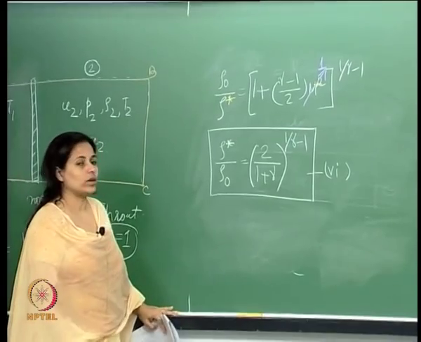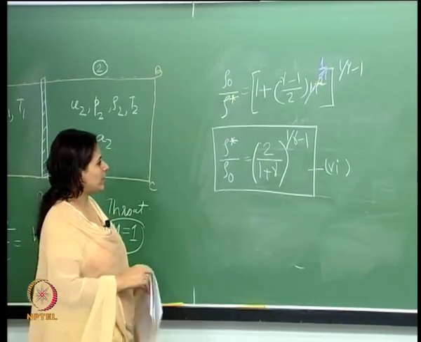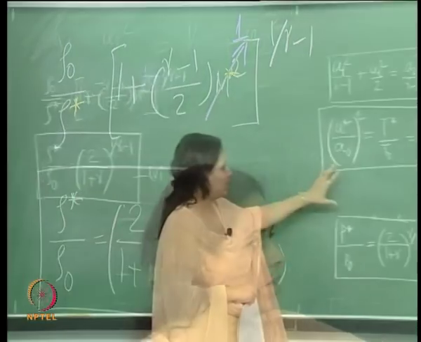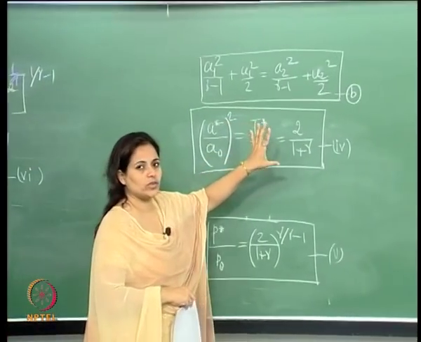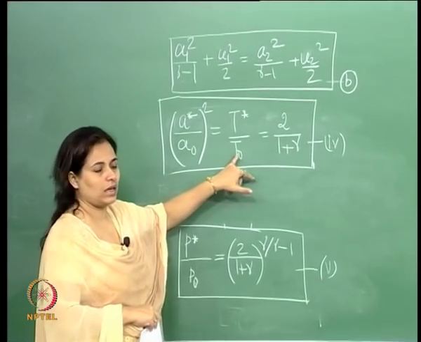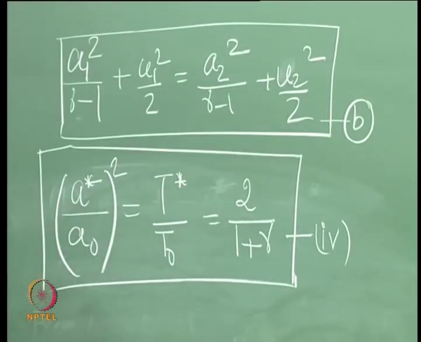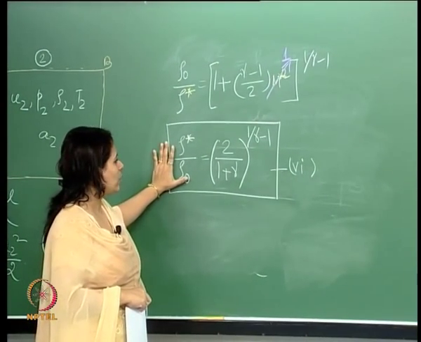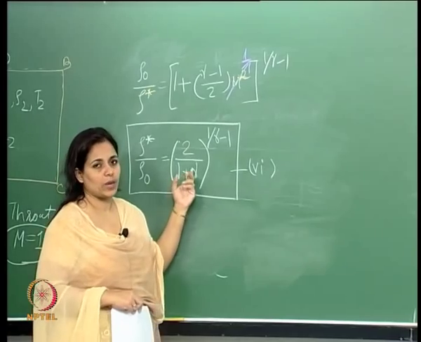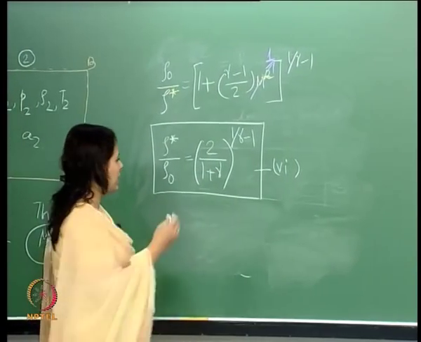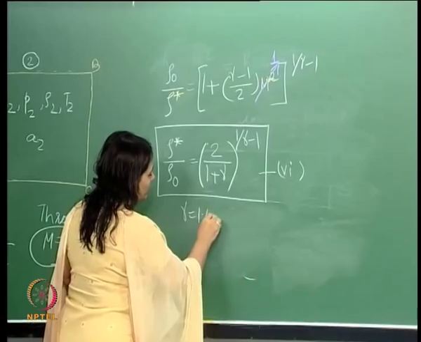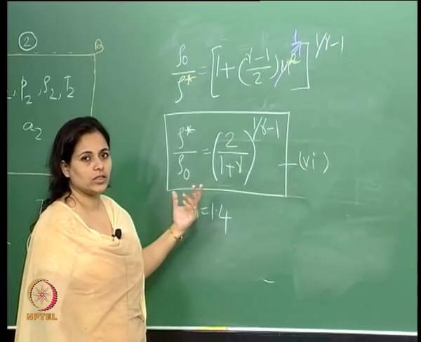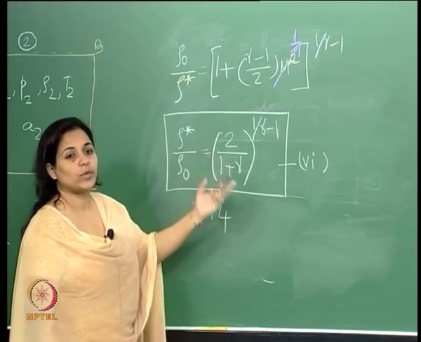Right. So what is interesting here is that we got a relationship for the temperature between the throat and the reservoir, and for the pressure and the density. We got a relationship for all of this only in terms of gamma, and for standard conditions for air, we all know that gamma is equal to 1.4. So if we know this, there is a very easy relationship between these parameters.